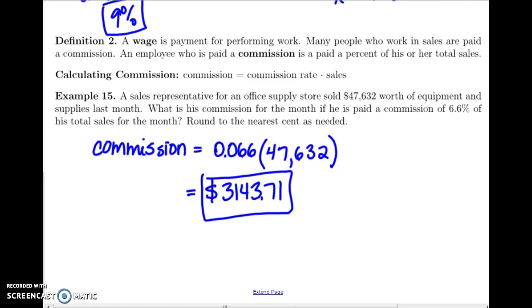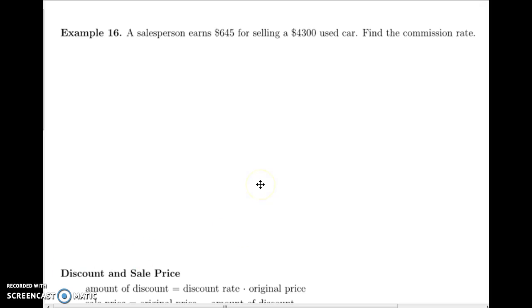All right, next page. Example 16. A salesperson earns $645 for selling a $4,300 used car. Find the commission rate. So I would advise you guys to pause the video at this point and try this one for yourself. When you finish, go ahead and start it back up and I'll explain how to do it.